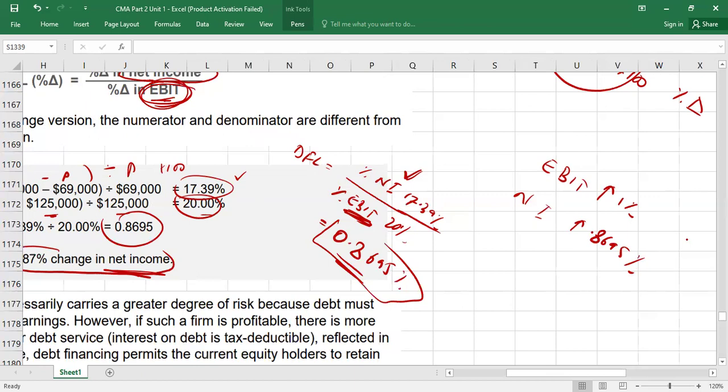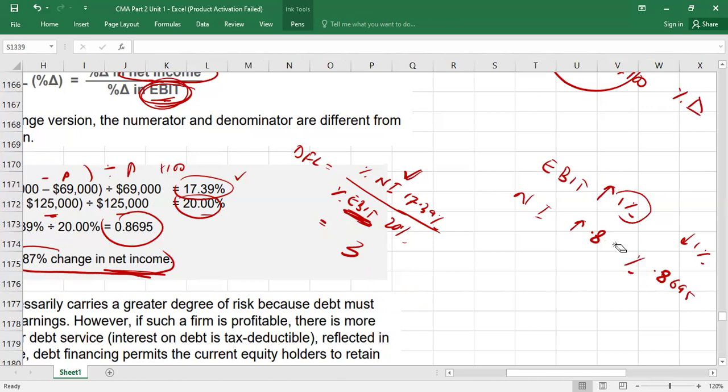And the other way around, if EBIT decreases by 1%, your net income will also decrease by 0.8695. And let's assume the answer of this formula is not 0.8695, let's assume the answer is 3. It means every 1% increase in EBIT will increase your net income by 3%. And in the same way, this is risky: every 1% decrease in EBIT will decrease your net income by 3%. So that is why the higher the answer, the higher the risk, and the lower the answer, the lower the risk.